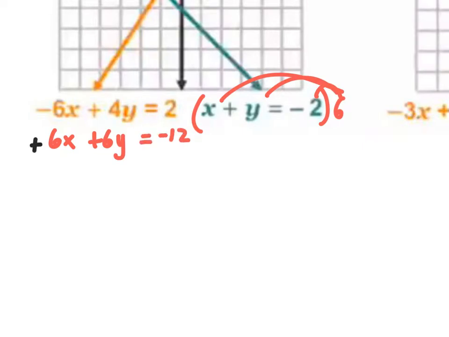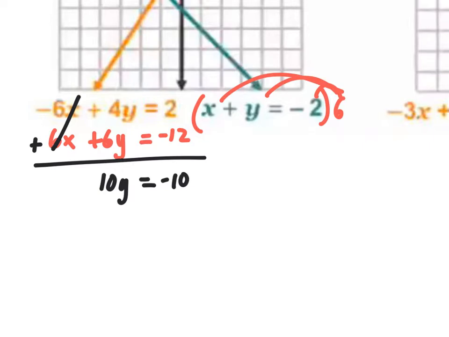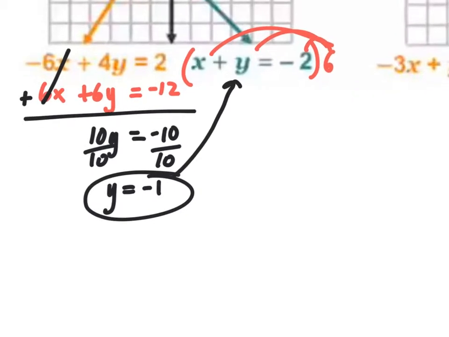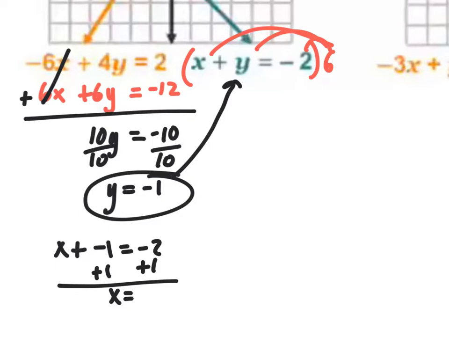When I add these together, the negative 6x and the 6x add to 0. They get eliminated. 4y plus 6y gives us 10y. And then 2 plus negative 12 gives us negative 10. Divide by 10, divide by 10, and so we get y is equal to negative 1. Now I can plug this back into the y of this equation. So I get x plus negative 1 equals negative 2. If I add 1 to both sides, then x is equal to negative 1. So y equals negative 1, x equals negative 1.